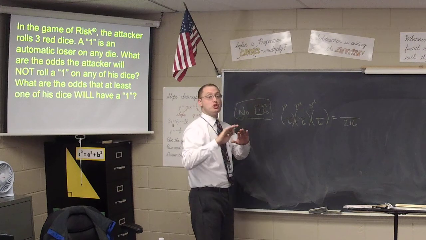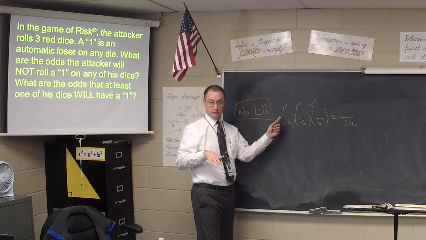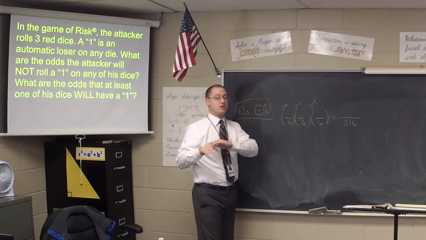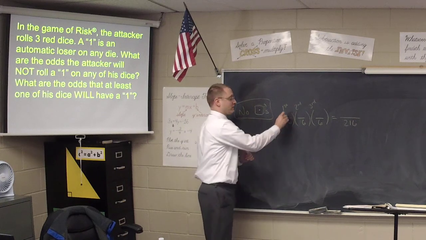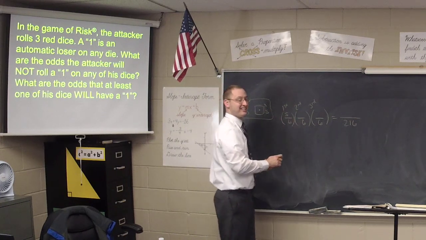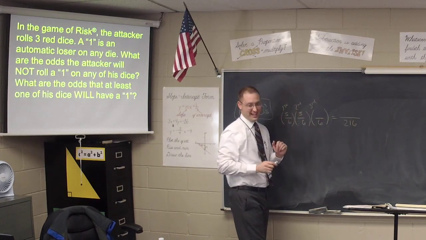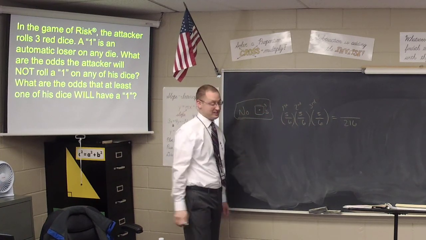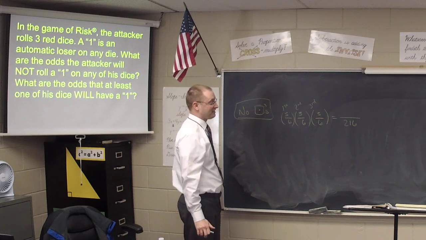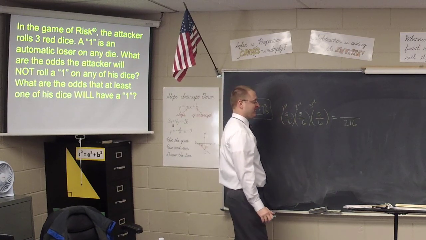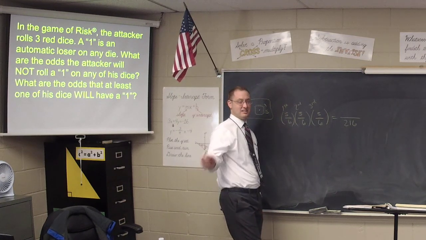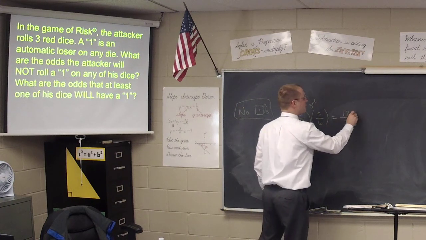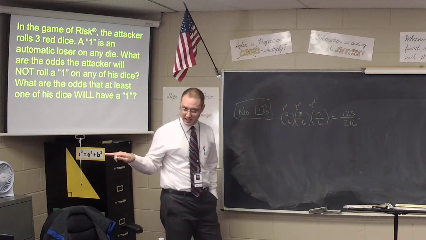Well, what are the odds you don't get a 1 on the first die? No, that's the odds you do get a 1. What are the odds you don't get a 1? 5 to 6. What's the odds you don't get a 1 on the next die? 5. And the odds you don't get a 1 on the third die. So, what are the odds you don't come up with any 1s at all? 125 to 216 chance you will not get any 1s.